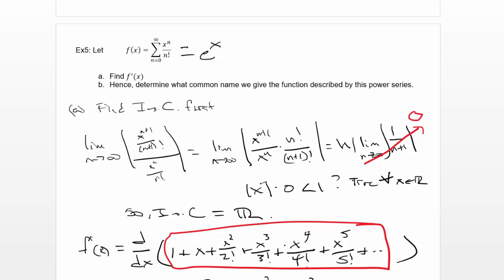On the homework set that goes along with this, the first question is very similar to this, where there's a power series, and you're going to explore some properties of this power series, and then use that to determine some common names for those functions, similar to what we did here.